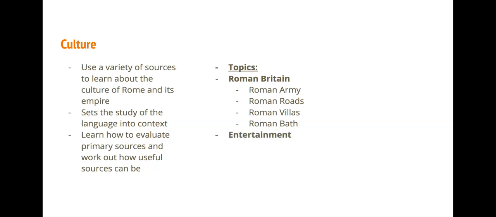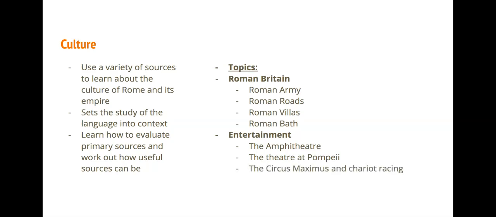The other topic is entertainment. And within this, we study the amphitheatre and the different kinds of events that would go on in there. The theatre at Pompeii, and actually what Roman theatre looked like, the different elements to a performance of Roman comedy or Roman tragedy. The Circus Maximus and chariot racing. Lots and lots to learn about this. And in particular, the Circus Maximus, which is a fascinating building in Rome. And dinner parties, and what going to a Roman dinner party would actually have been like, who would have attended, what would have happened there. Obviously, yes, they would have eaten dinner, but there was more to it than that as well.